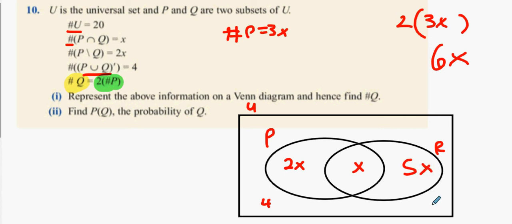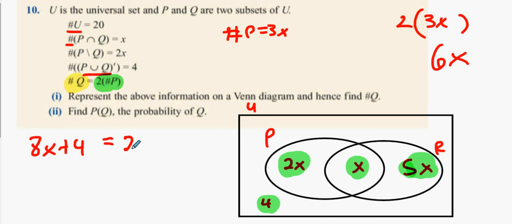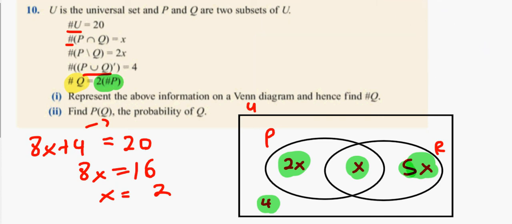Now, here's the interesting part. Add it all up together. What's that one plus that one plus that one, and this? So the answer is 8x plus 4. What does it have to equal? 20, because there's 20 people inside. 8x equals 16, and this means x equals 2. Alright. What's the probability of Q now?